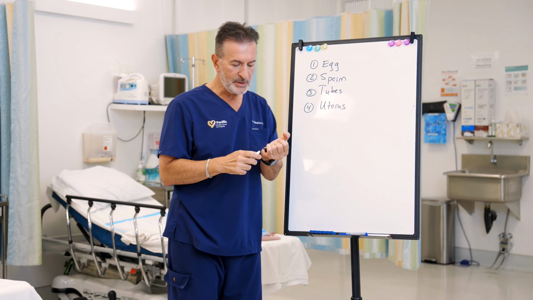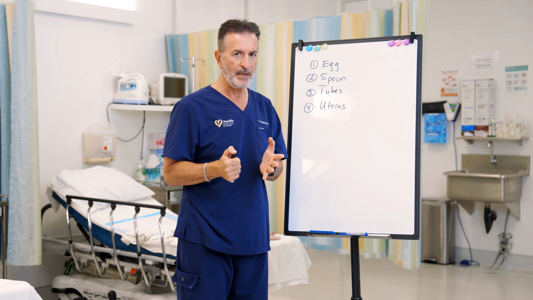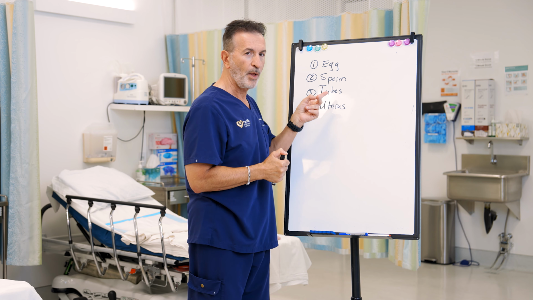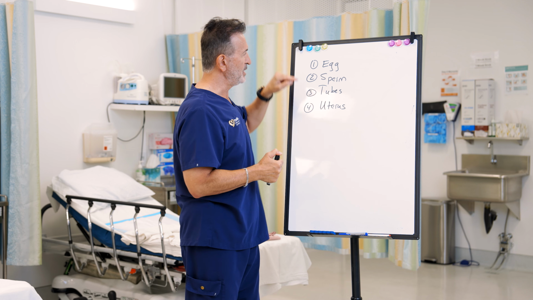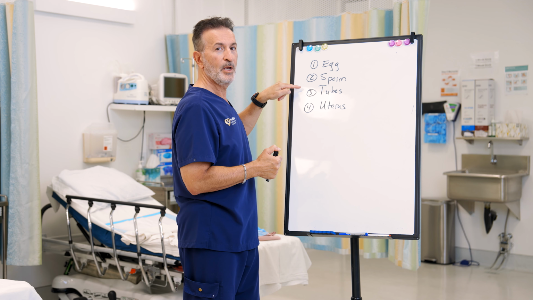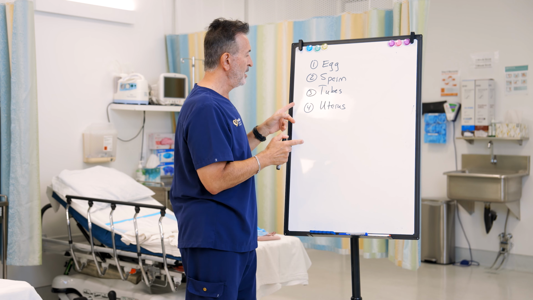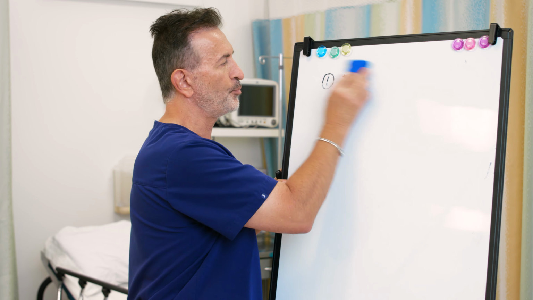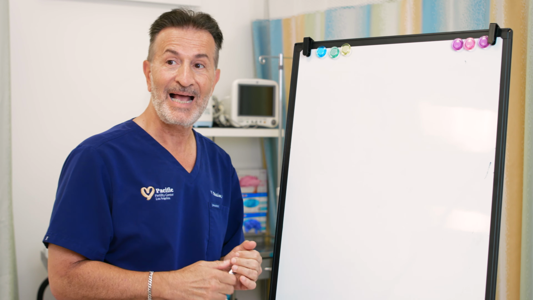So in order to successfully conceive and have a baby, we need to have all of these four. Not one, not two, all four. We need healthy eggs, healthy sperm, healthy open tubes, and a healthy uterus. So how does this fertilization process work inside the body?